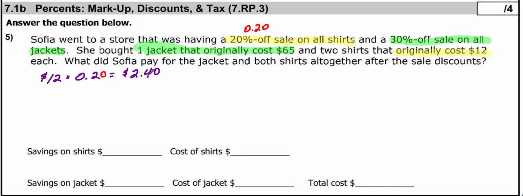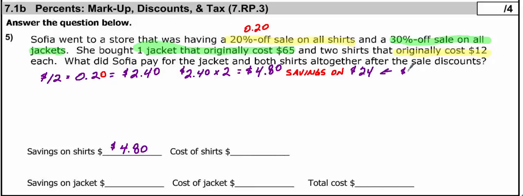So on each shirt, she saves $2.40. Since she's buying 2 shirts, she's going to save a total of $4.80. So on 2 shirts, she will save $4.80. To get the cost of those 2 shirts, let me just write this out. $4.80 savings on $24.